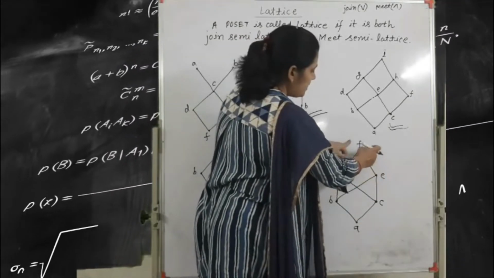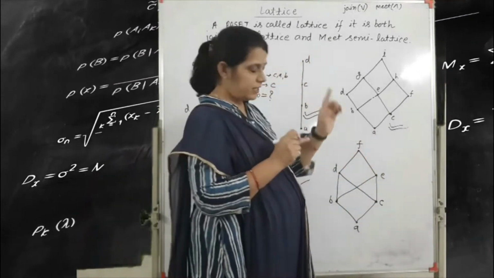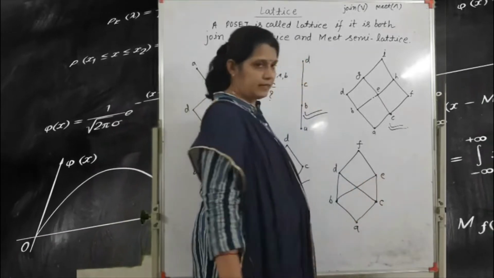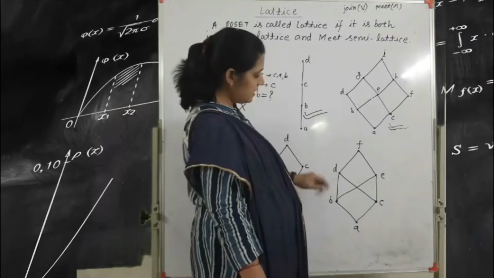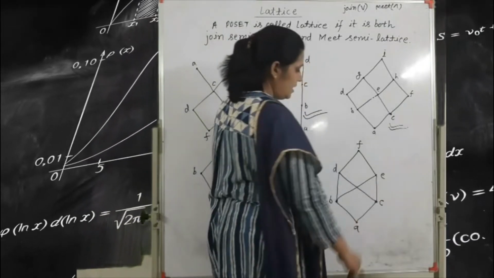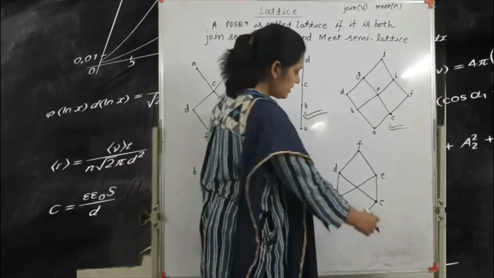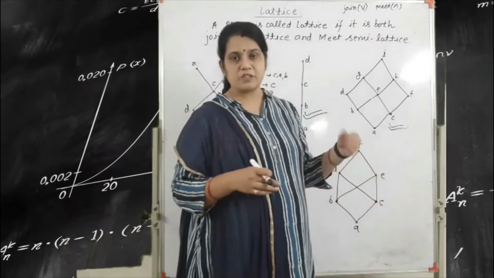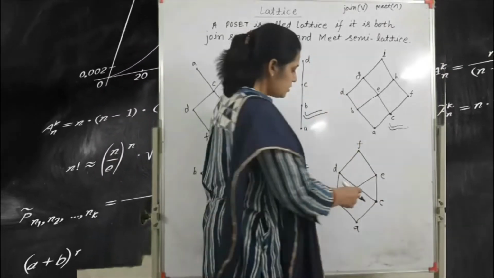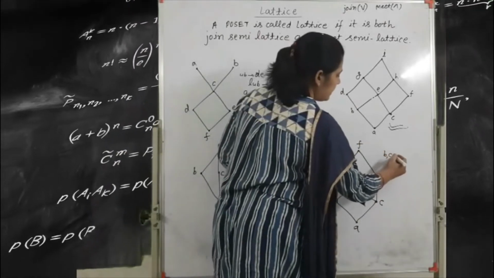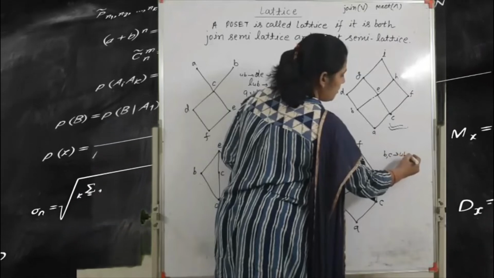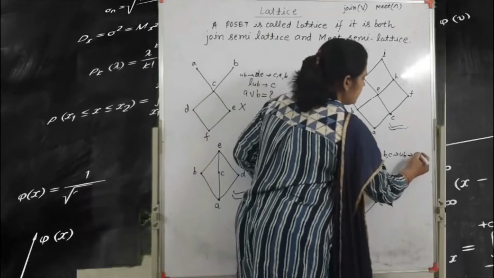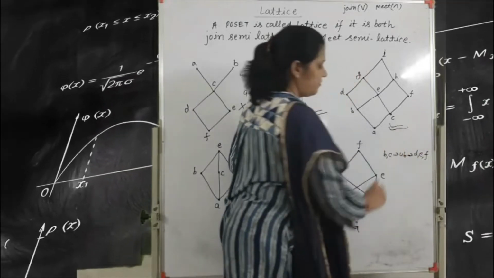So here the first join is F, and for D and E, the first join is A. Got it? Next, if we consider B and C, this pair of elements, at first we check the join similarities. So the upper bounds of B and C are what? The upper bounds of B and C are D, E and F.